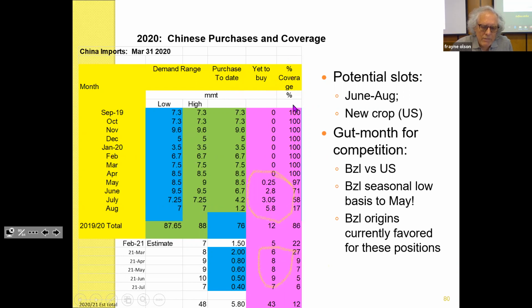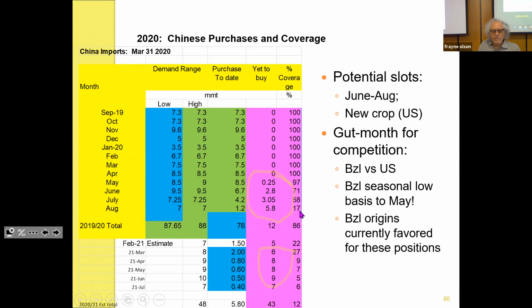And then this right-hand side is their coverage ratio. Just like you as farmers, Frank's going to tell you about this tomorrow, you're 80% covered or you're 40% covered. This is China's coverage ratio. So they're 100% covered through April, 97% covered for May, and then in June, July, it decreases. They're only 17% covered for August.